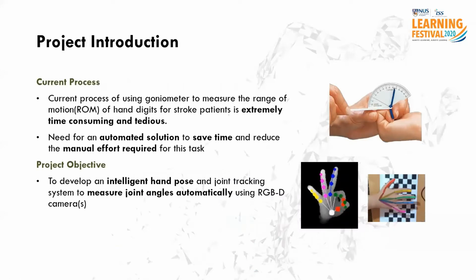For this project in particular, the main challenge is that the current process of measuring the angles or range of motion of the hand digits is extremely time-consuming and tedious. Hence, there is a need to develop an automated solution to save time and reduce the manual effort required for this task, which is in the form of an intelligent hand pose and joint tracking system to measure these joint angles automatically.